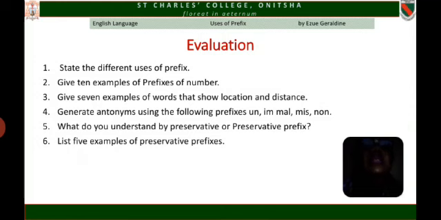Write your own examples. Then number 5, what do you understand by preservative or reservative prefix? Preservative or reservative prefix, they are the same thing. Number 6, list 5 examples of preservative prefixes. So I'm expecting that you do the assignments judiciously, and I want to use this opportunity to thank you very well.